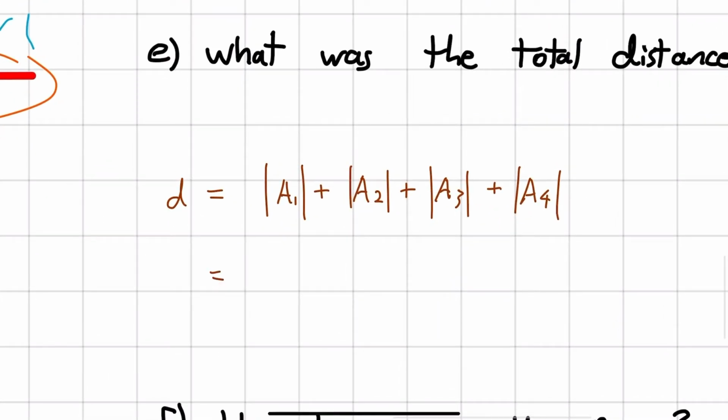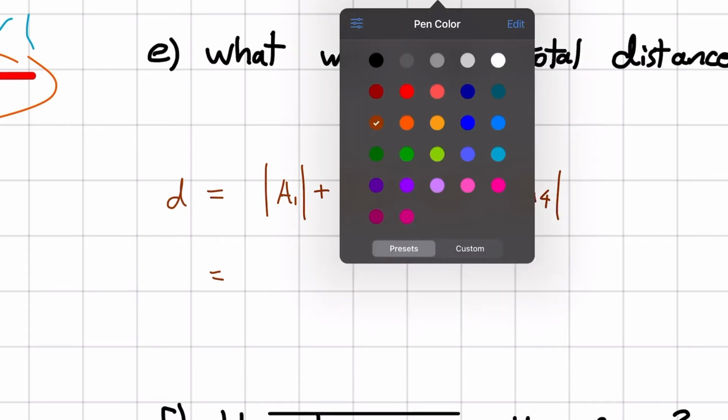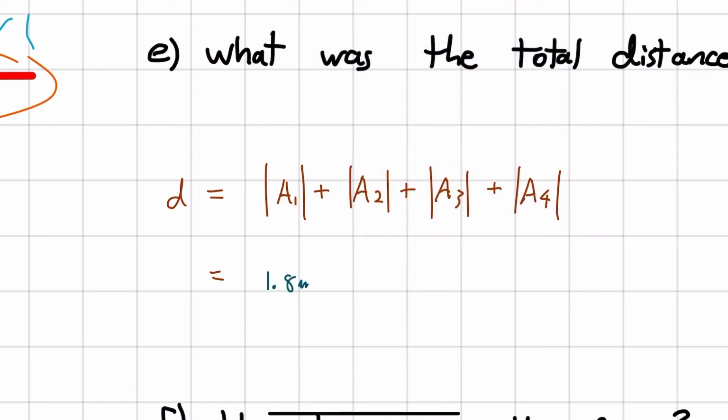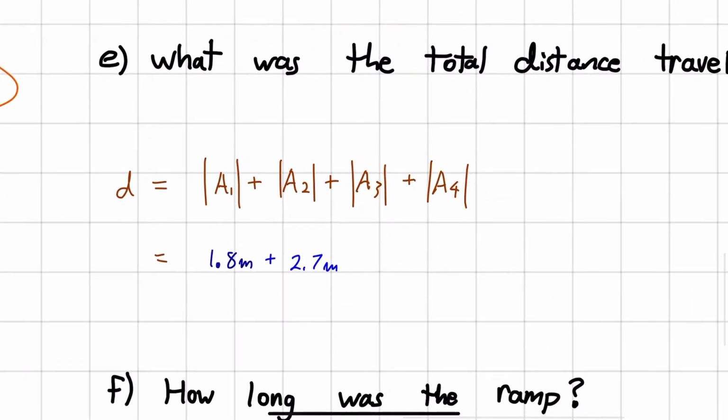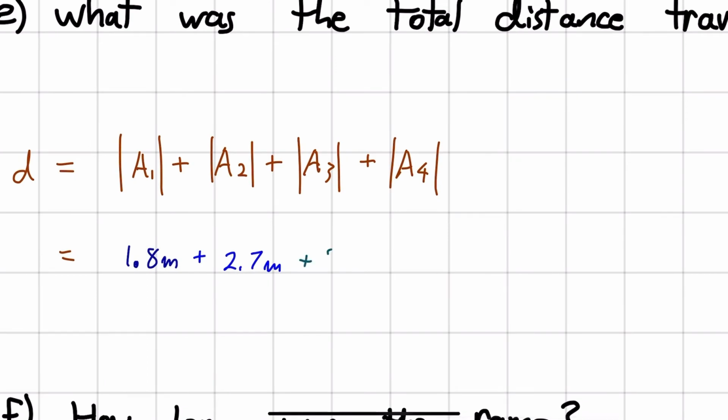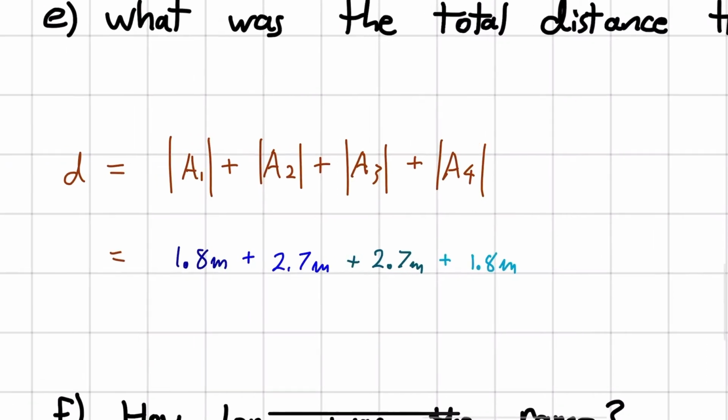So now when we're doing our math, we will see 1.8 meters plus 2.7 meters. And then here's where the difference will come in. The absolute value of negative 2.7 meters is positive 2.7 meters. So we're adding it. And same with the fourth area, we're adding 1.8 meters. So this becomes a sum of these areas.